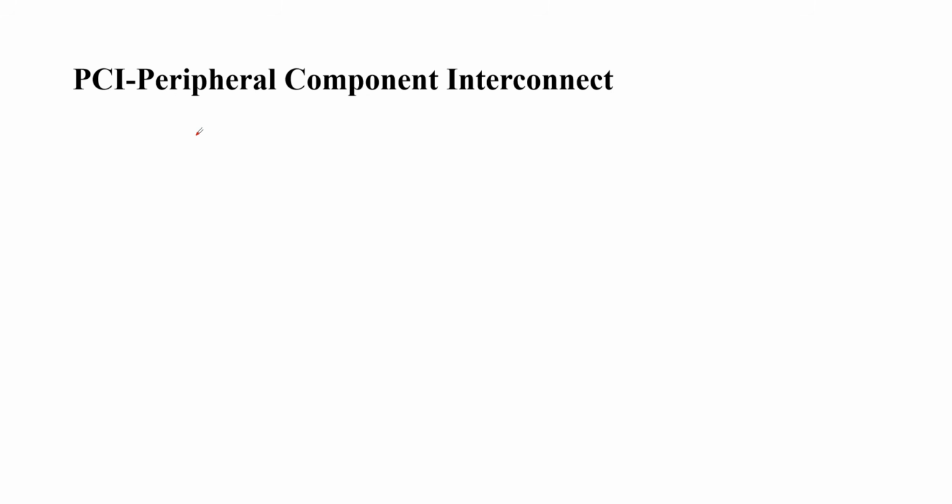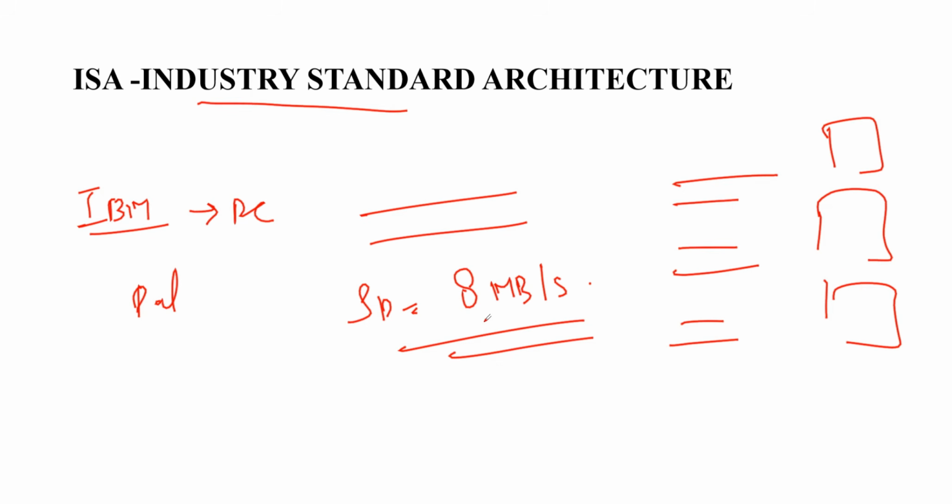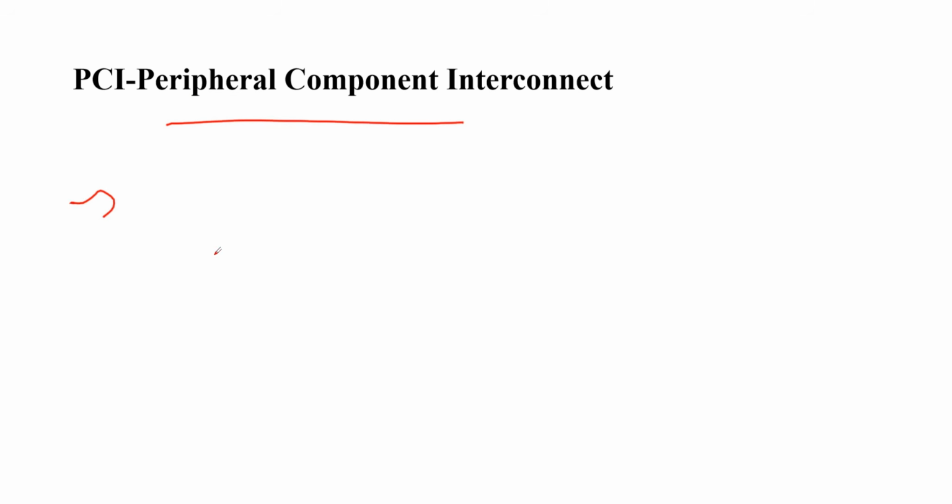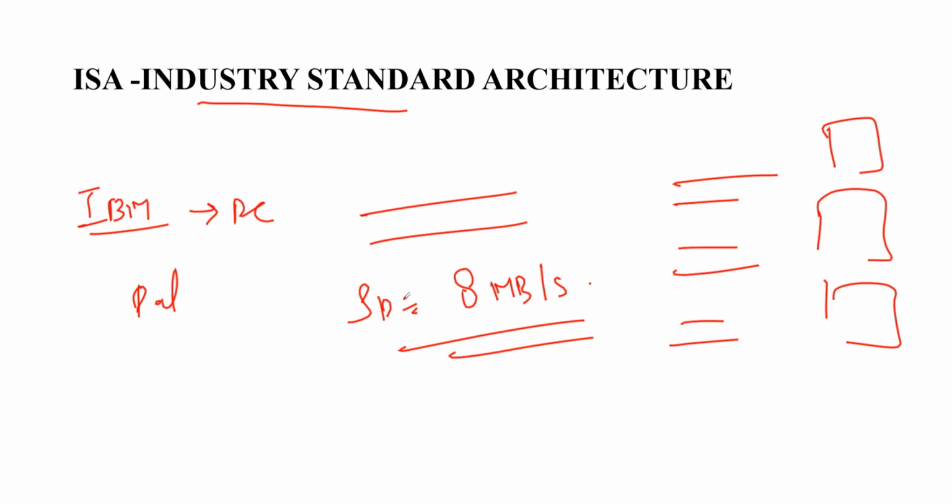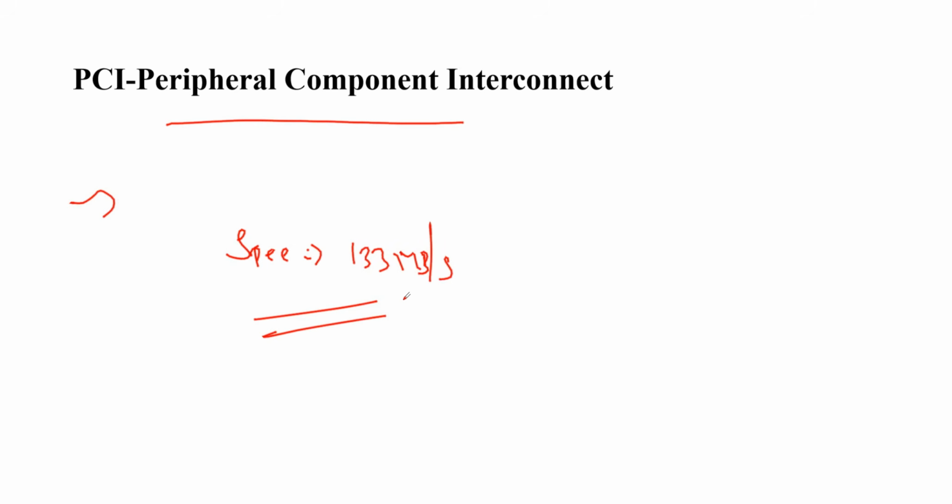PCI stands for Peripheral Component Interconnect. In PCI also, we are still using a shared parallel bus, but the data communication rate is faster. Initially we saw the data rate is only 8 MB per second, and in PCI the speed was somewhere around 133 megabytes per second. So you can see there is a drastic improvement in the speed of communication, from 8 MB per second in ISA to 133 MB per second.